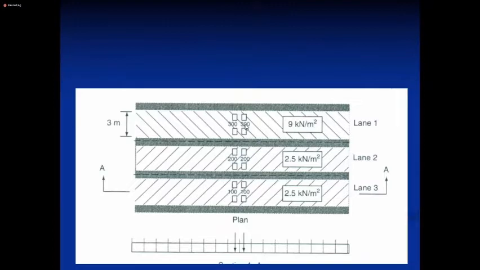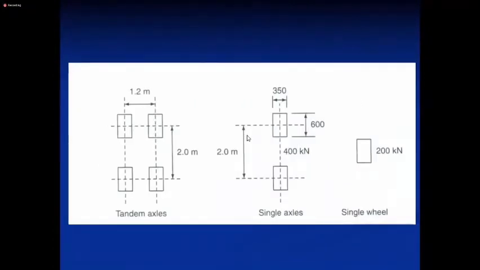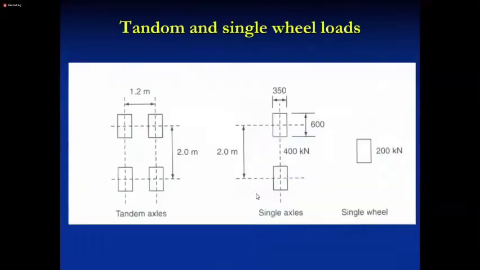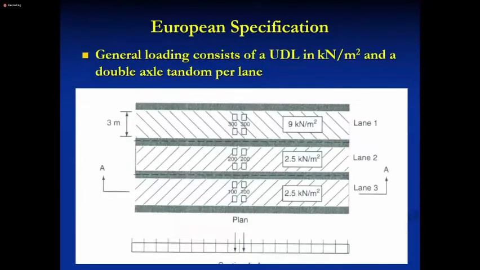And this is UDL, and in addition to that you get tandem loading and single axle loading, and tandem loading here is 300 each, 200 each, 100 each. These are the tandem axles and single axle, and each axle is 200 or 300. So you have to apply loading like this. It's fairly complicated. So because of that, now they have written software like Midas Civil. You can generate all these load cases automatically.